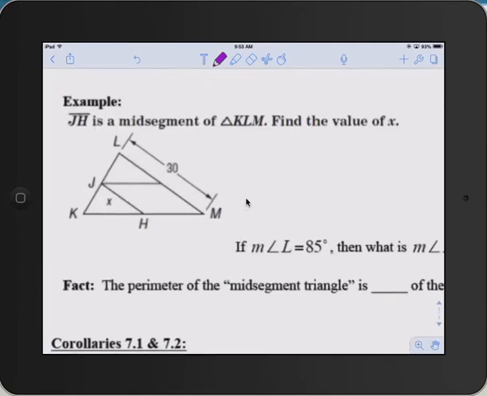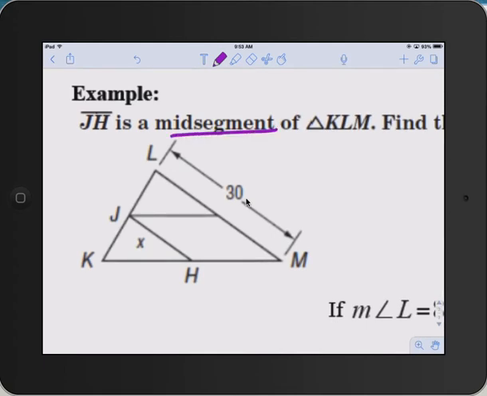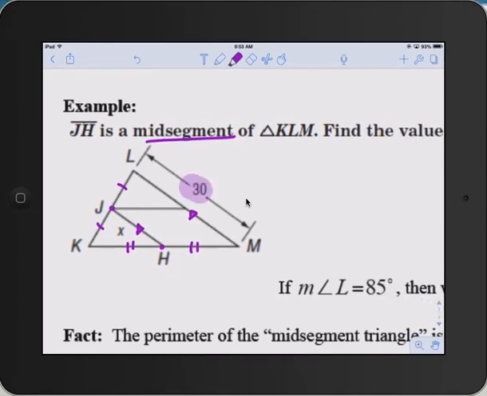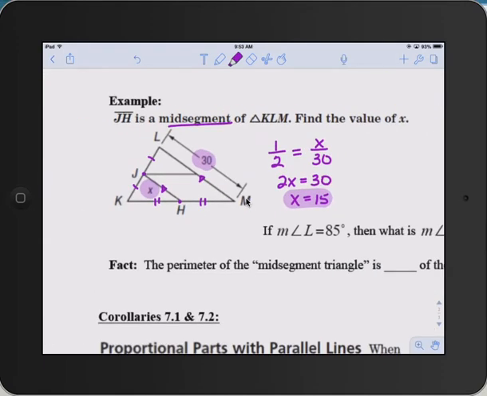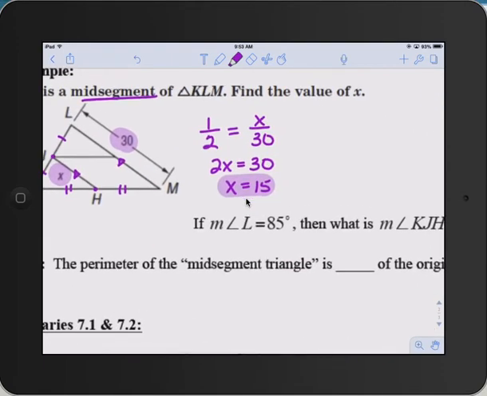So here's an example. If you know that this segment is a mid-segment, you'll know two things. You'll know it's parallel to that side. Actually, by definition, you also know that these are the same and those are the same. And then the mid-segment theorem also says that the lengths will be in a 1-to-2 ratio. So the mid-segment compared to the original triangle side is in an x to 30 comparison. So 2x equals 30, x equals 15. Hopefully that makes sense. It's just half of the 30.